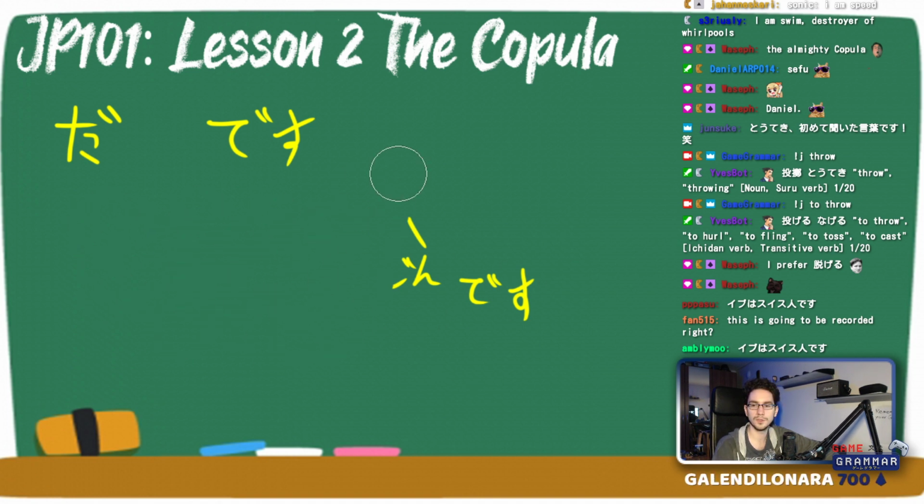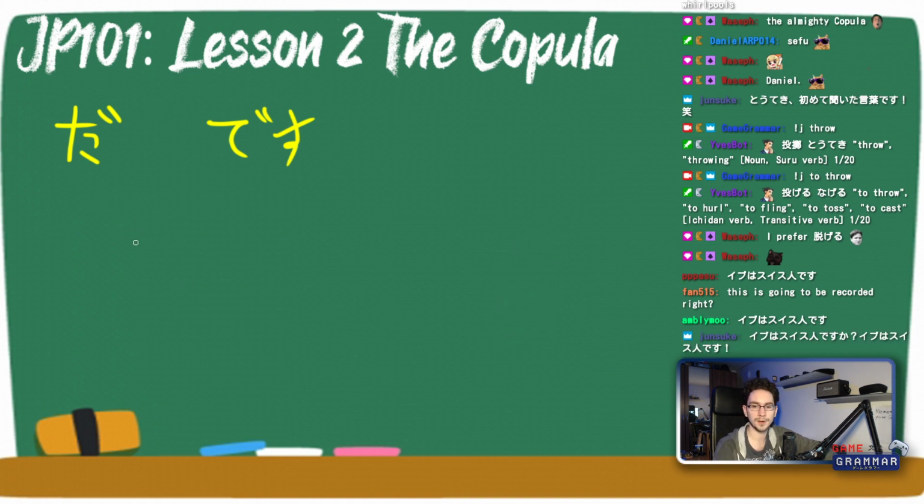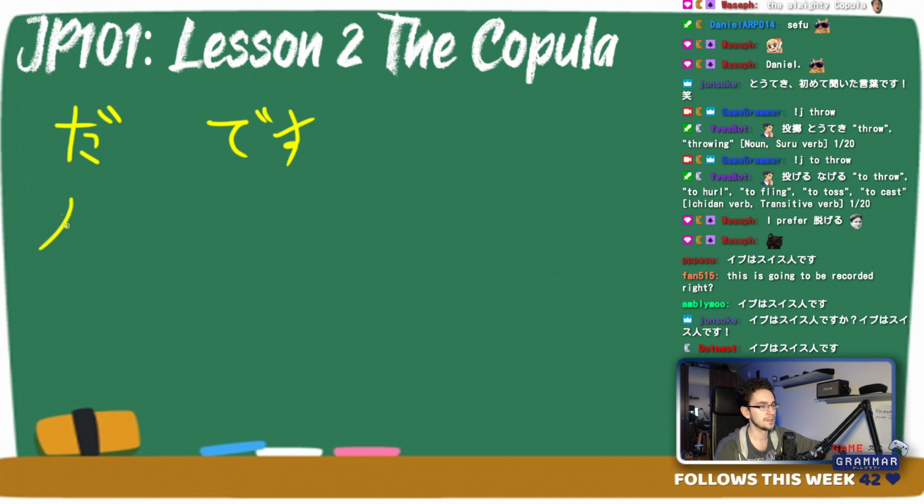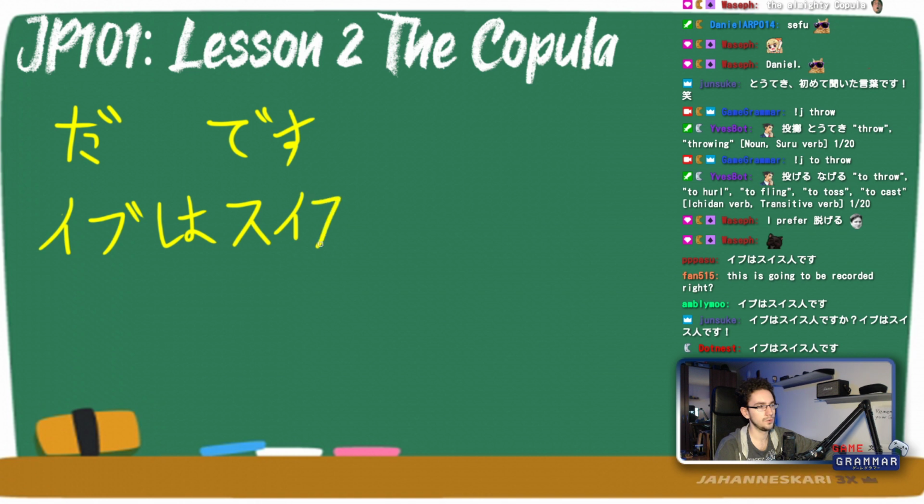So let's write the whole sentence in hopefully what will be somewhat decent handwriting. Ibu wa Swissujin desu. So, Ibu, oops. Ibu wa Swissujin desu.